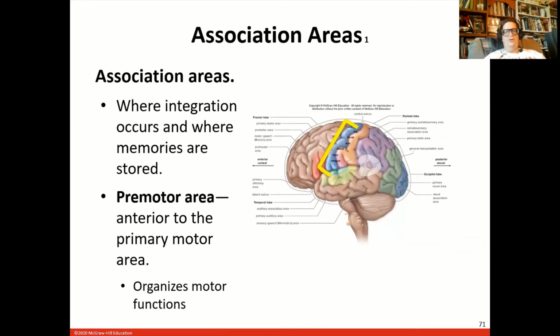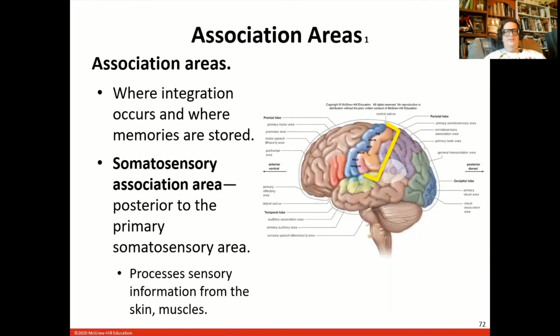Anyway, okay, so the association areas. The premotor area, that's what we just talked about. That's control and association of things that involve skeletal muscles. The somatosensory area, that's processing sensory information from muscles, skin. And again, you already saw that the amount dedicated to processing information from the nerves in the hands is a huge, huge part of it.